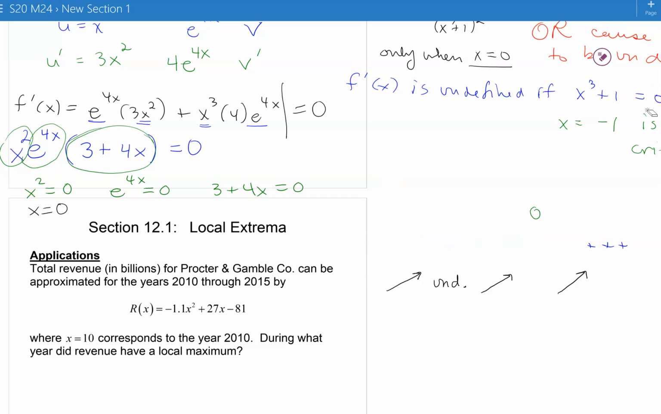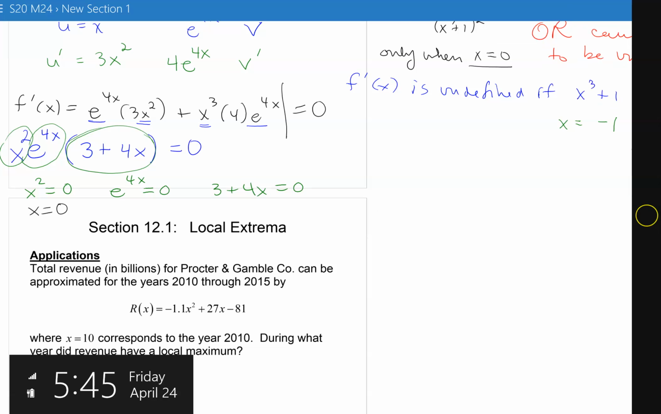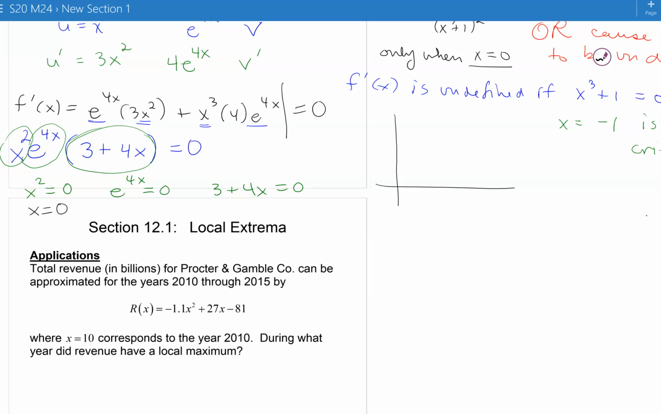Then let's think about e to the 4x. And this is one of the reasons I wanted you to draw a few graphs of e to the x and get more familiar with that function, because it can be really useful when you're trying to solve an equation. If you know e to the 4x looks like this, then y is positive no matter what x is, so it can never equal 0. So e to the 4x is never going to make that product 0, so it doesn't contribute anything to the solution set. And then we have x equals negative 3/4. So we have two critical numbers, negative 3/4 and 0.